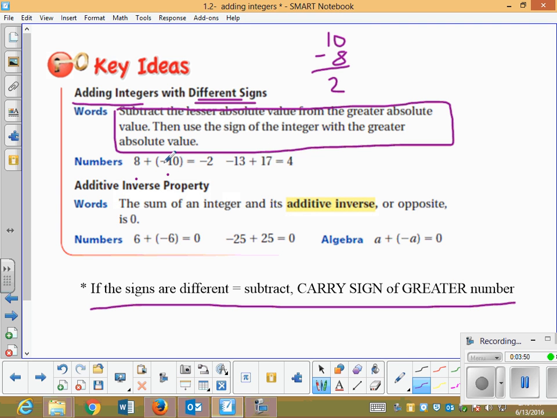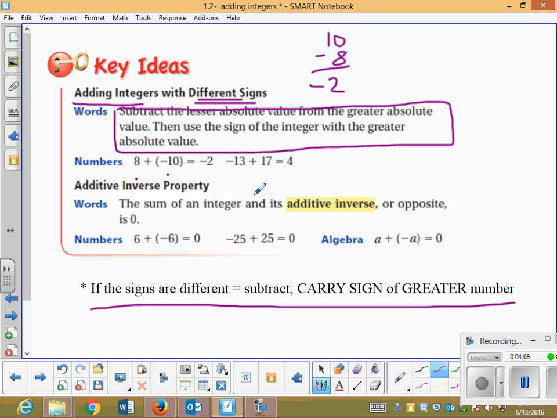Which one, if you think about numbers, is a greater number, 8 or 10? Now, don't worry about the signs. We're just going to look at the number. If you think about the number, 10 is a bigger number, and it has a negative. So since it has a negative, the greater number tells you the sign. So the answer is negative 2, and that's how they have negative 2. Let's look at our next example.